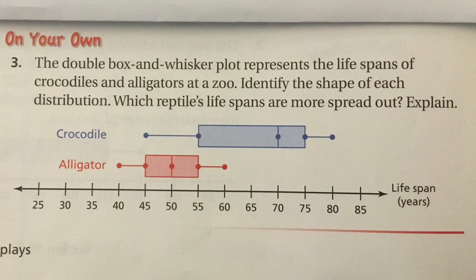So again, on this particular example, the interquartile range of the crocodile is much larger than that of the alligator. For the crocodile, it's between 55 and 75. For the alligator, it's between 45 and 55.